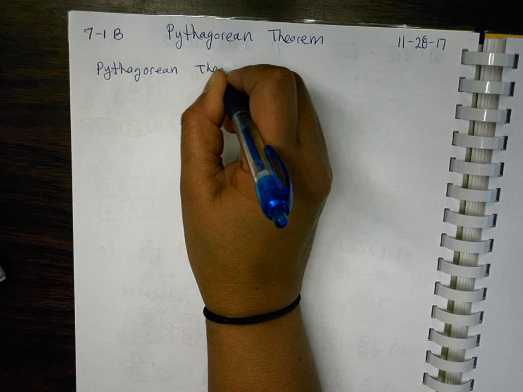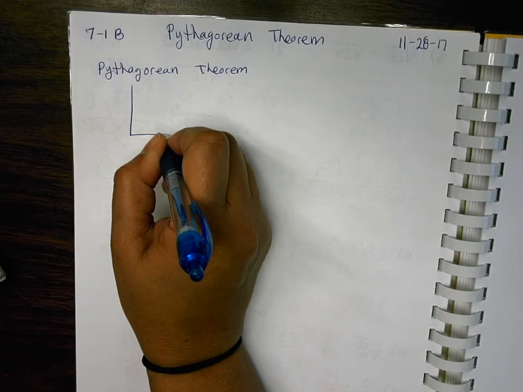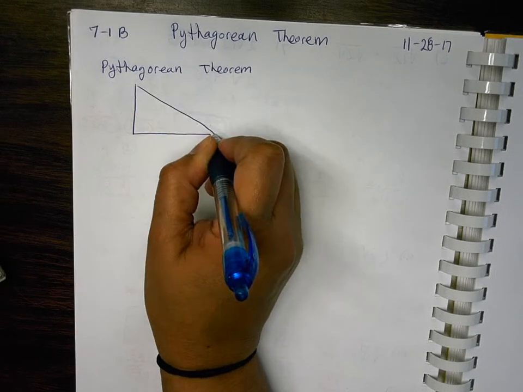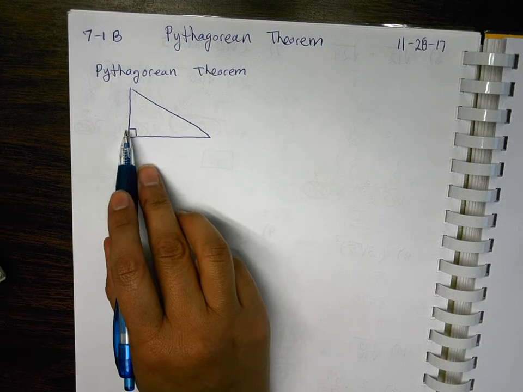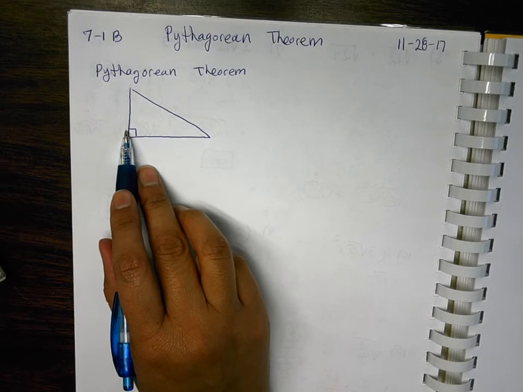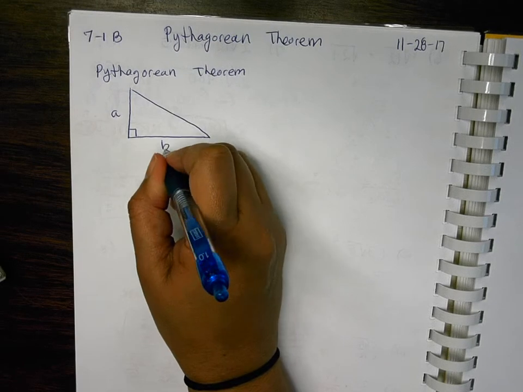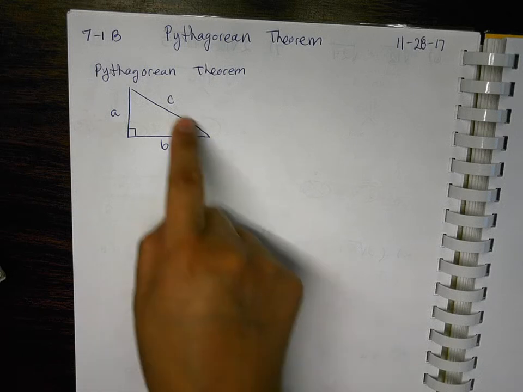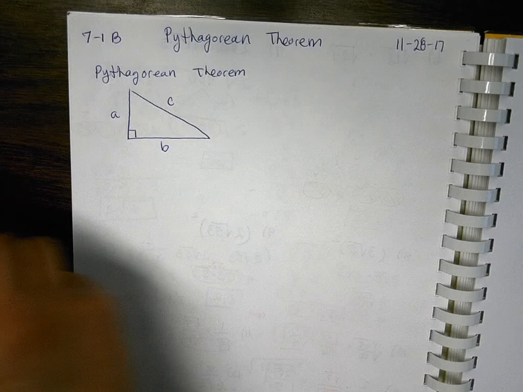Pythagorean theorem. Now, Pythagorean's theorem only works for what type of special triangles? Right triangles. They have to be right triangles in order to use this. Now, where your legs are A and B and your hypotenuse is C. So when you're doing A squared plus B squared equals C squared, you want to make sure that your hypotenuse is labeled C in order for this to work.